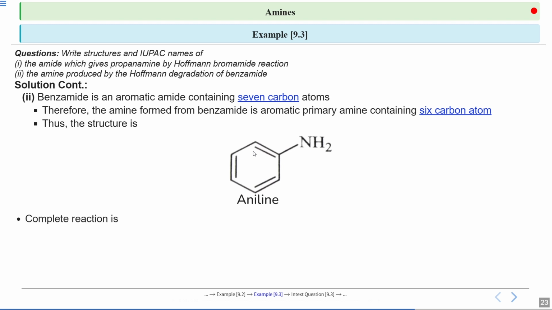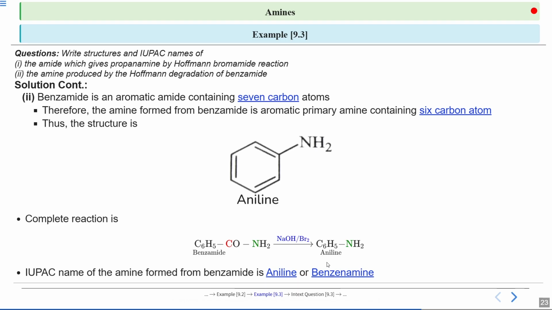So if we look at the complete reaction, in the Hofmann bromamide reaction, benzamide reacts with sodium hydroxide and bromine to form aniline. See how this amide group is lost during the reaction and it forms an NH2 group. And you will see it has 1 carbon atom less. Initially, it had 7 carbon atoms, and here it only has 6 carbon atoms.